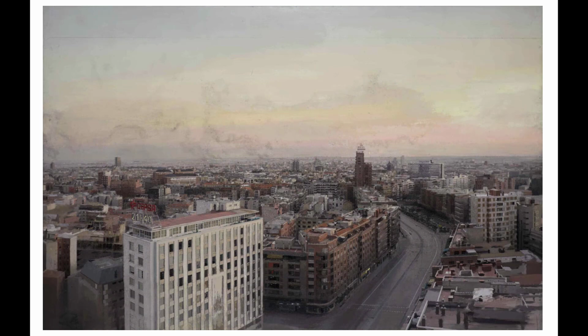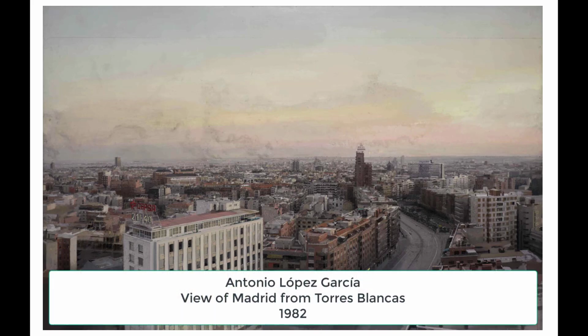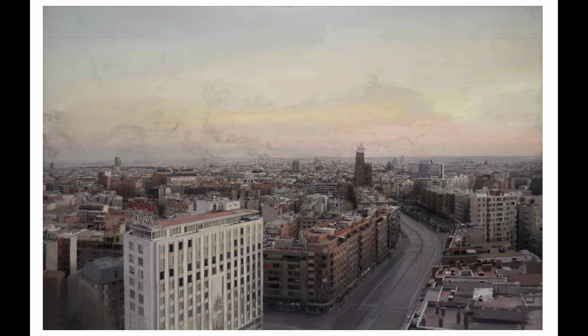Here is possibly my favorite living painter today, Antonio Lopez Garcia. This is a painting he did of the city he lives in, Madrid. In fact, it's called View of Madrid from Torres Blancas. One of the things that makes Antonio Lopez Garcia a master of painting is the fact that he could put in so much detail into it.